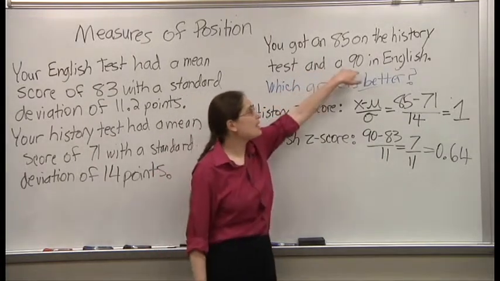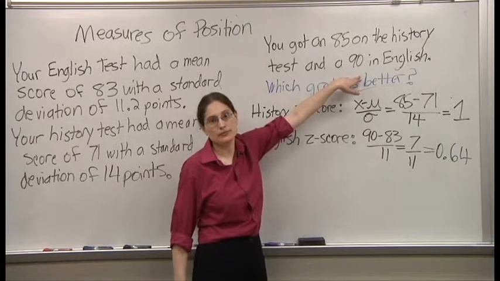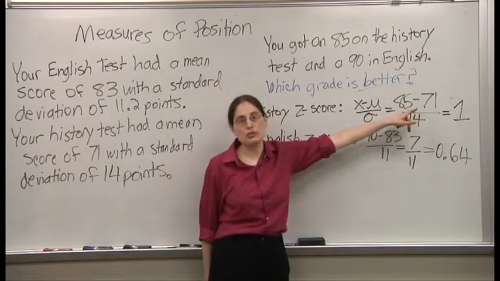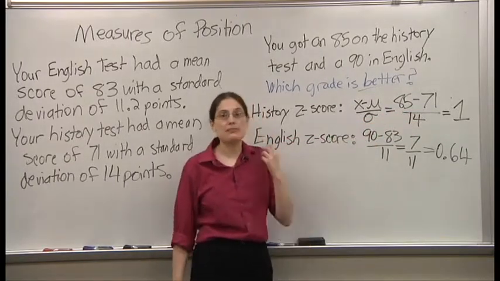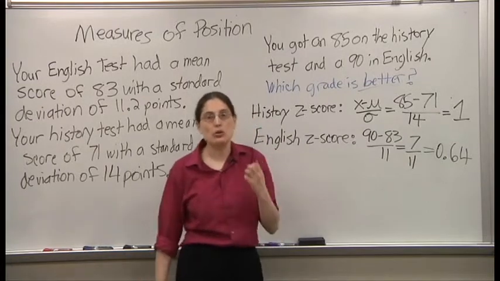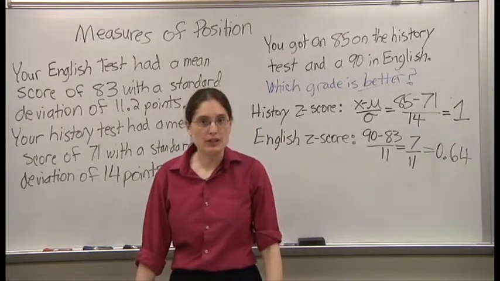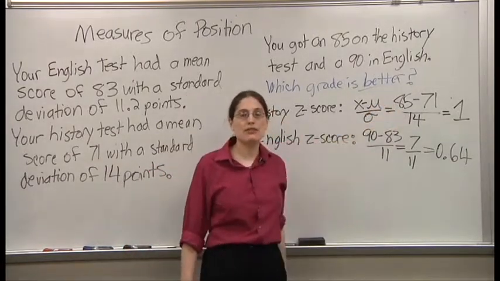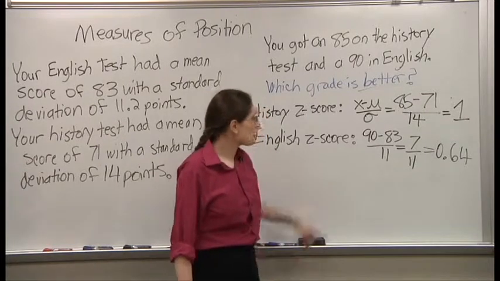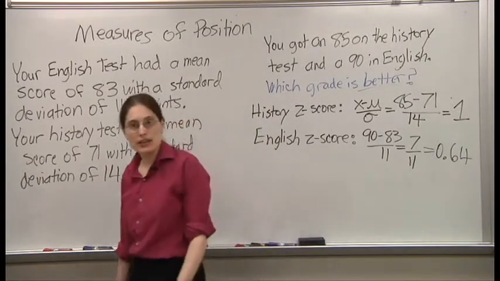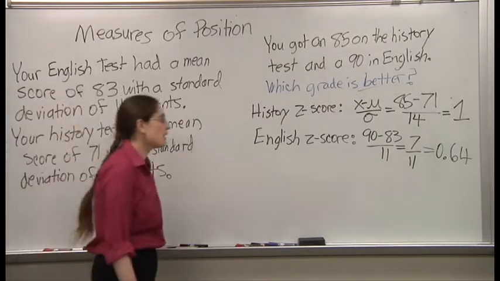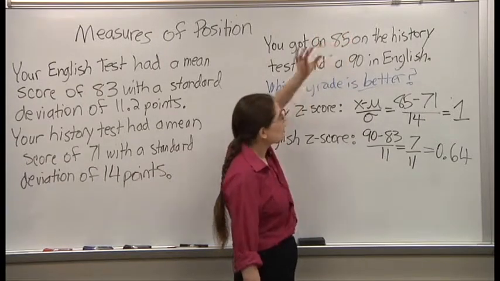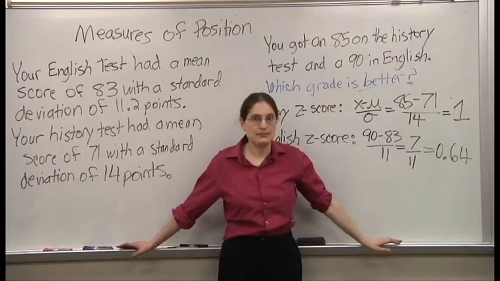So your grade on the English test is higher. But in history, because the average was so low, that 85 means more. You beat out quite a bit of the class. You're a whole standard deviation above the mean. Not many people in history did 85 or better. In English, a pretty good portion of the class did 90 or better. So, in a way, the 85 on the hard test is better than the 90 on the easier test.